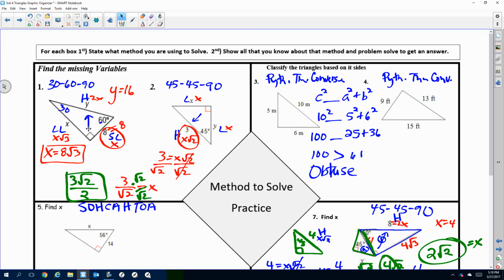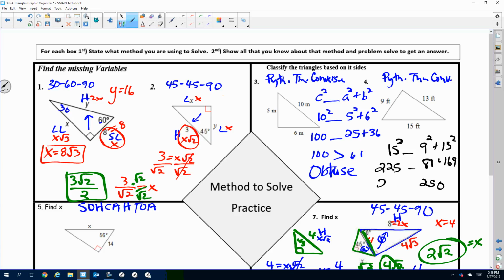We should be using our 15 squared, compare it to 9 squared plus 13 squared. 15 squared is 225, 9 squared is 81, plus 169. We add those together, 250, I believe. Hold up, 8 and 1 is 10. Oops. 225 is less than, so this answer was acute.